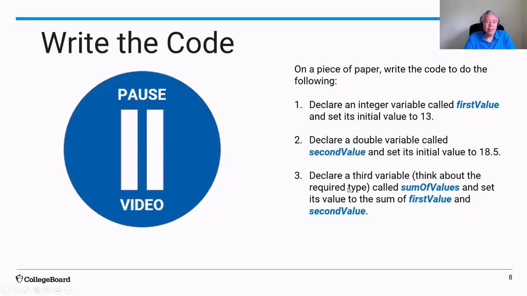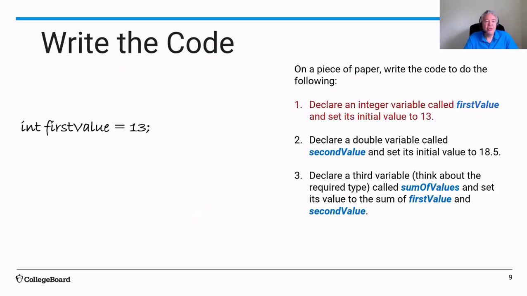All right, welcome back. So the first thing we wanted to do is declare an integer variable called first value and set its initial value to 13. If you look at what we've got on the screen, we've got our int first value equals 13. The next thing we need to do is declare a double variable called second value and set its initial value to 18.5. So double second value equals 18.5.